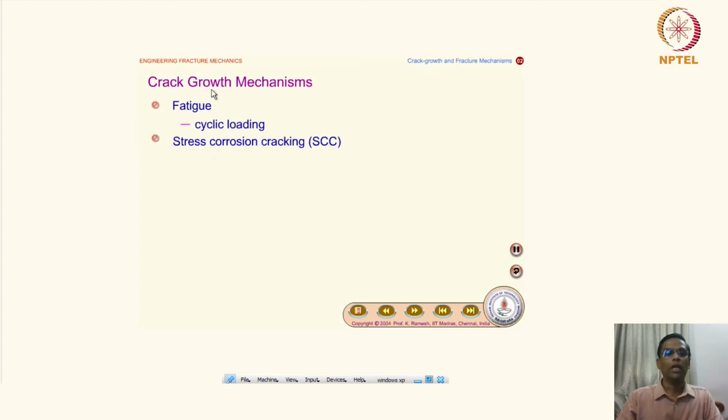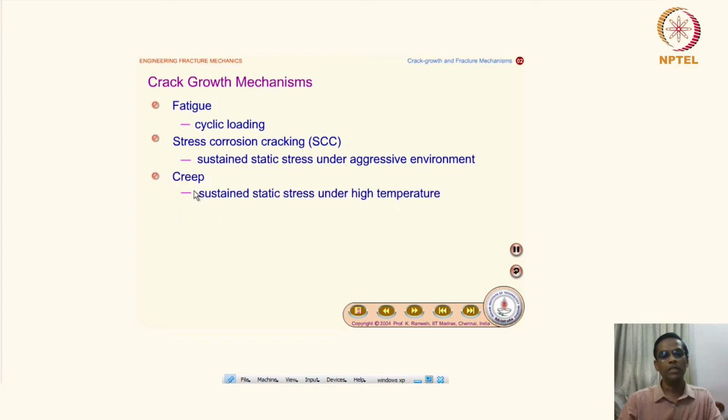Crack growth mechanisms can be classified into several, and one of them is fatigue, which involves cyclic loading. Stress corrosion cracking is also considered a crack growth mechanism, involving a sustained static stress under an aggressive environment. And creep is also classified as a crack growth mechanism, involving a sustained static stress under high temperature.